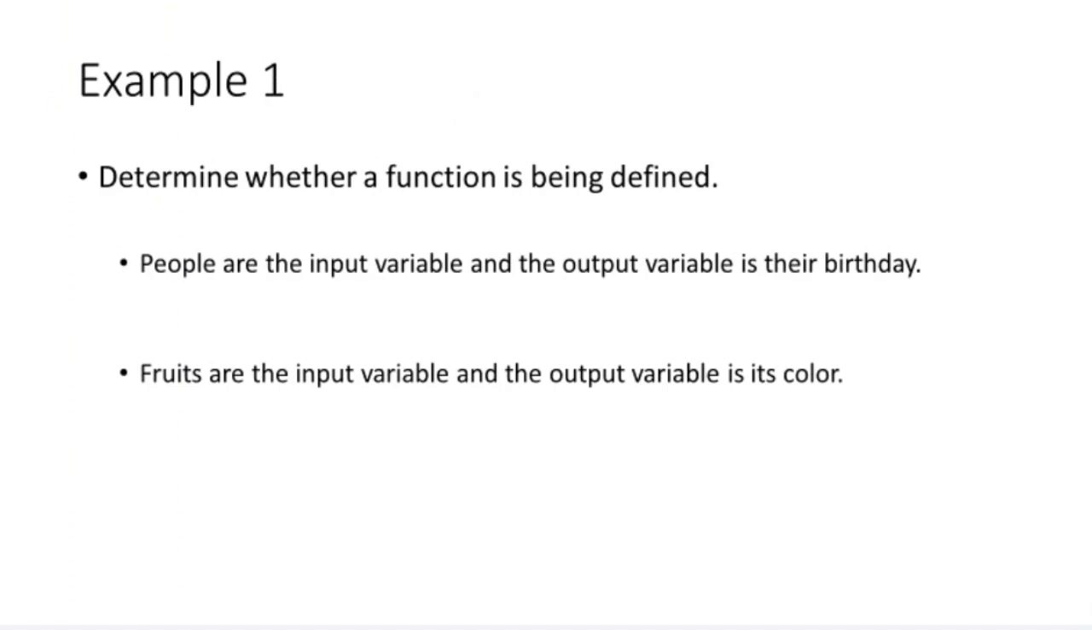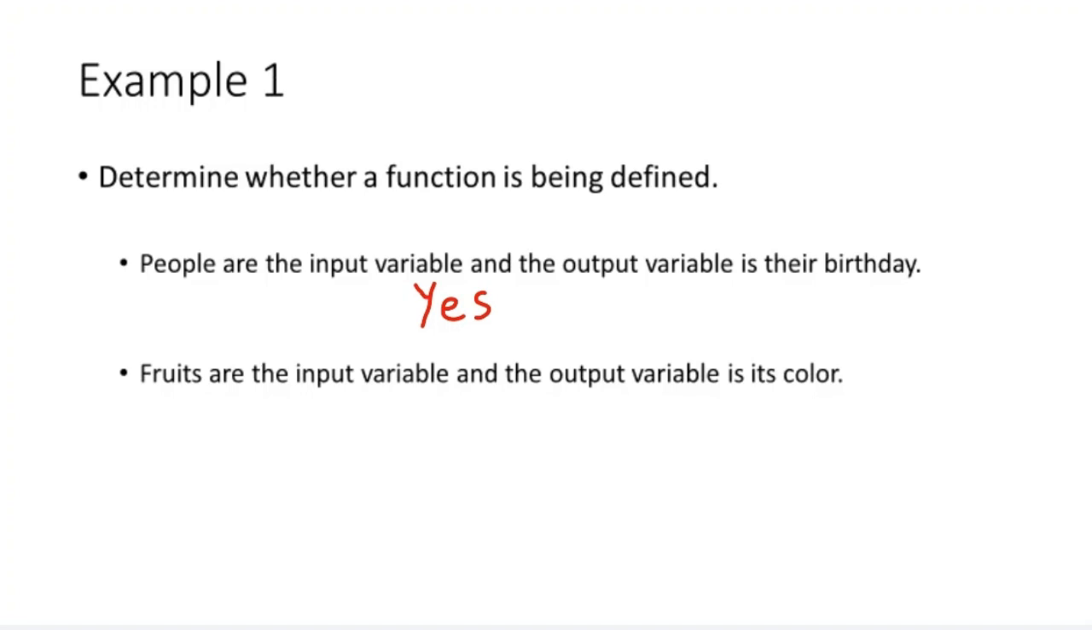Now let's take a look at an example in trying to understand the definition of a function. We're going to do so by determining whether or not a function is being defined here. Our first relationship, we're going to have people as the input variable, and the output variable is going to be their birthdays. A person only has one birthday. So this is indeed a function since each person has exactly one birthday.